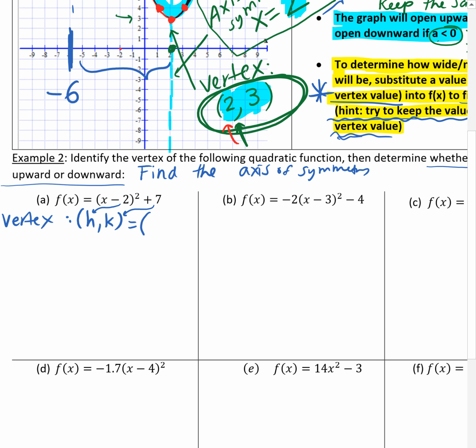But remember, like we kind of wrote down as a note, you change the sign of h. So since it looks like a negative 2, I'm actually going to put a positive 2. And then the k, you do not change the sign. Since 7 is positive, I'm keeping it positive.